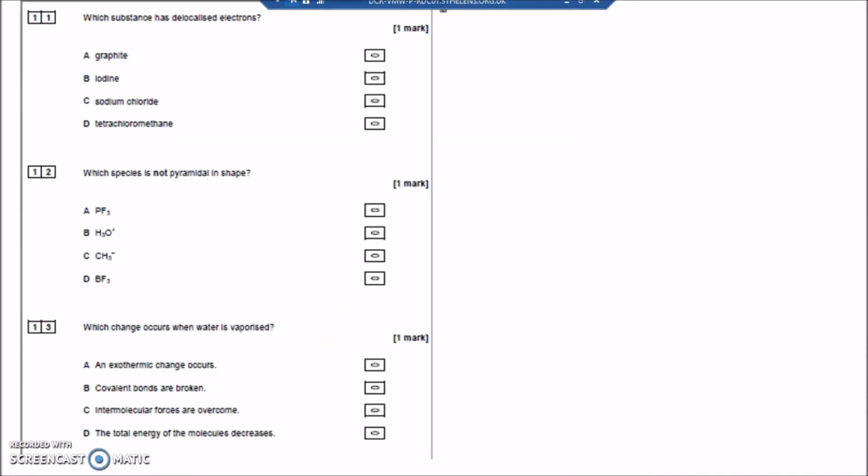Question 11. Which substance has delocalized electrons? The answer to that is graphite, straight off. Graphite has delocalized electrons between the layers. That's what allows it to conduct electricity.